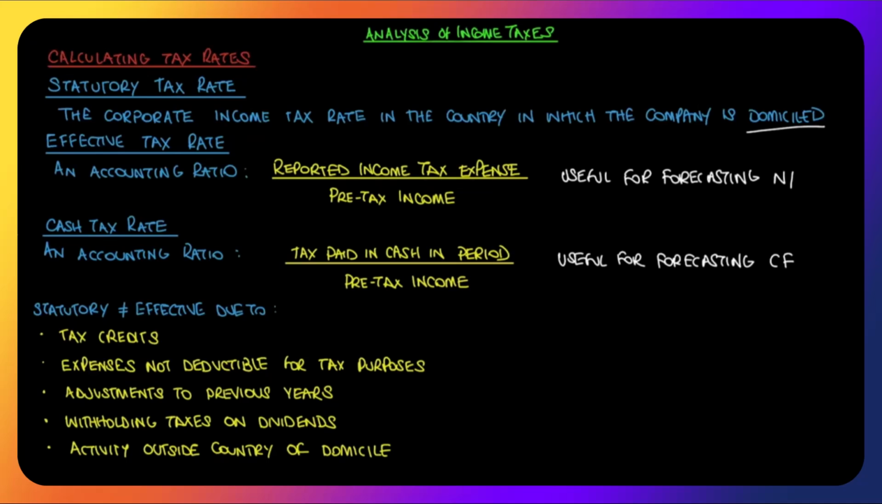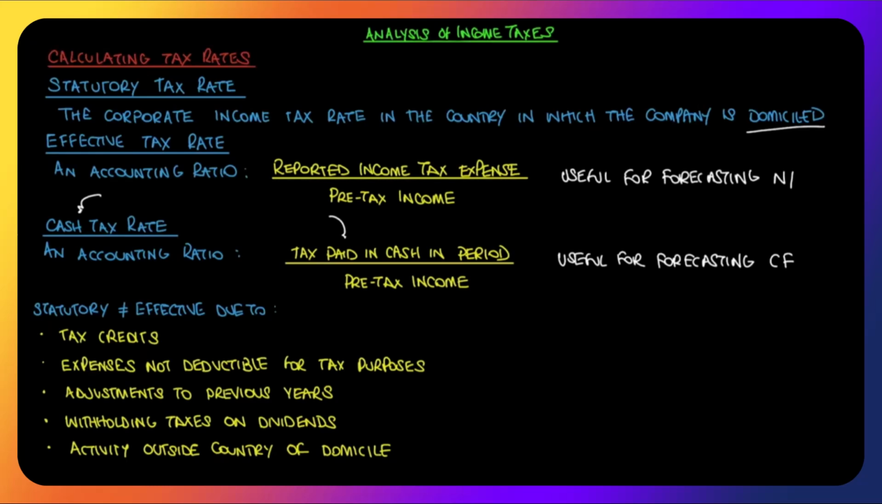As opposed to the effective and the cash tax rates, which are both just accounting ratios. To calculate your effective tax rate, take reported income tax expense, that's from the income statement, and remember, that is going to include both your income tax payable and your movements in deferred tax, and divide it by pre-tax income. The cash tax rate, as the name suggests, uses the tax actually paid. You could obviously find that from your cash flow statement. The tax paid in cash in the period over pre-tax income. Both useful.